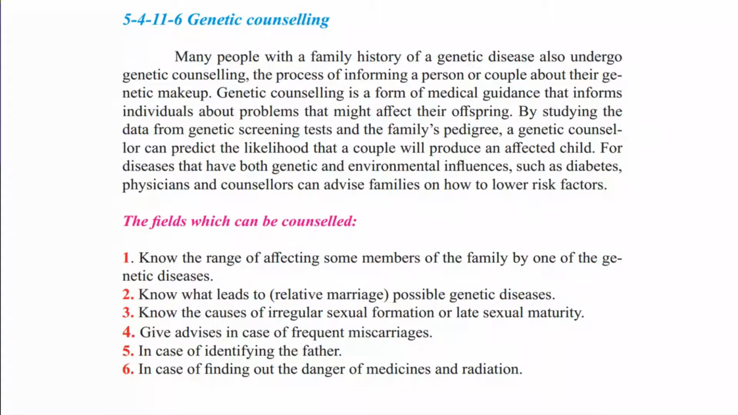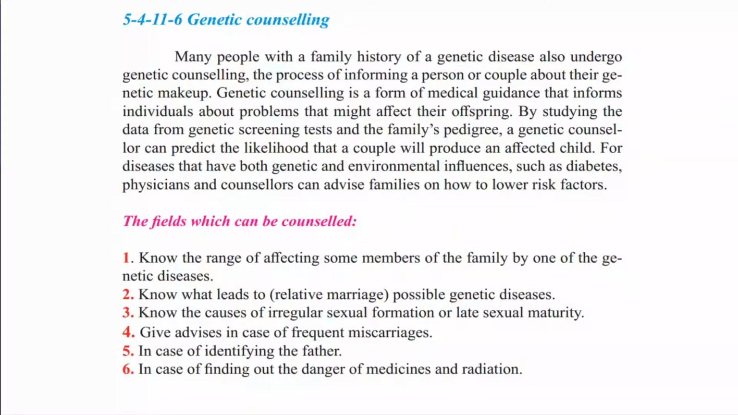Genetic counseling. So anything the scientists do is for the benefit of humanity. They use it to help people. How genetics can be used: many people with a family history of genetic disease also undergo genetic counseling, the process of informing a person or couple about their genetic makeup. Genetic counseling is a form of medical guidance that informs individuals about problems that might affect their offspring.